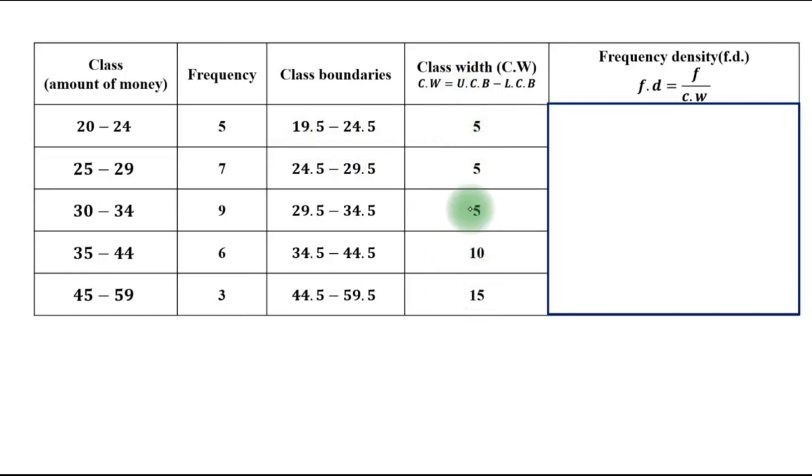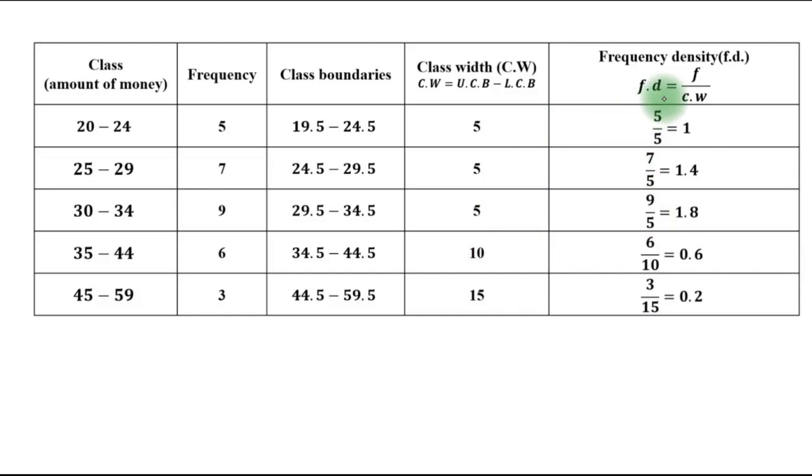So we can see that the class width is not uniform. Therefore, we have to go for frequency density. At the end of it all, we need to plot frequency density against class boundary. So from here, frequency density is frequency divided by class width. 5 divided by 5, we get this. 7 divided by 5, 1.4, and the rest so on.